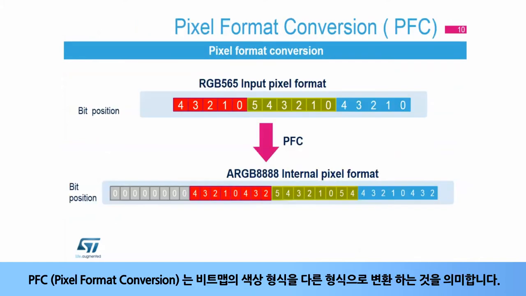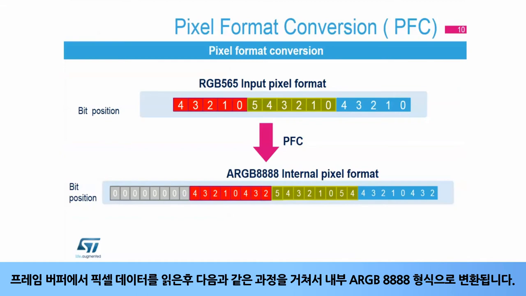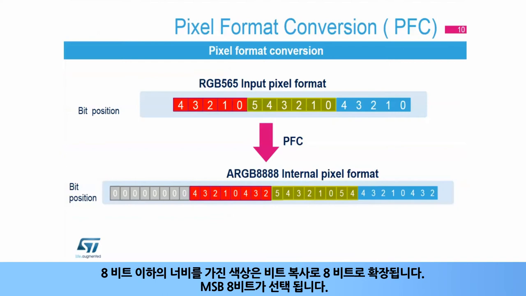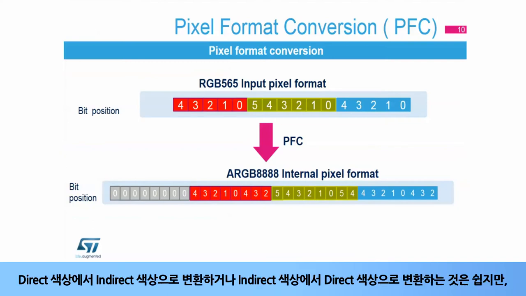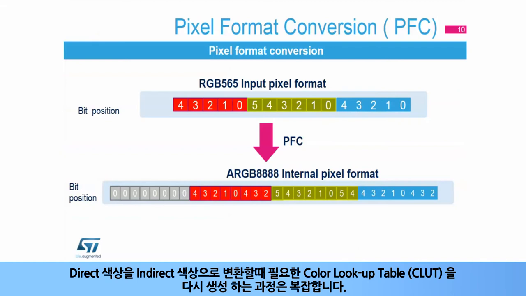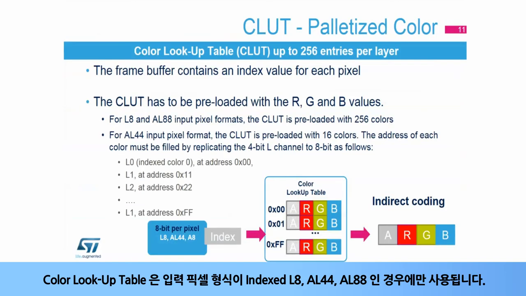Pixel format conversion or PFC is when the color format of a bitmap is converted into another one. The pixel data is read from the frame buffer and then transformed to the internal ARGB 8888 format as follows. Components which have a width of less than 8 bits get expanded to 8 bits by bit replication. The 8 most significant bits are chosen. Note that conversion from direct color to indirect color or from indirect color to direct color is easy to do, but converting a direct color to an indirect color format would mean regenerating a color lookup table or CLUT, which is a very complex operation. The color lookup table is only used in the case of indexed color for L8, AL44, and AL88 input formats.